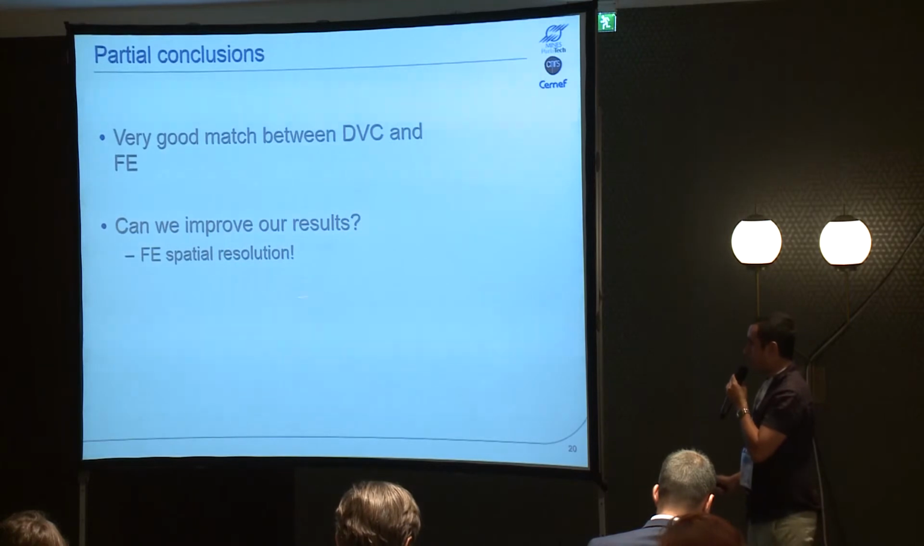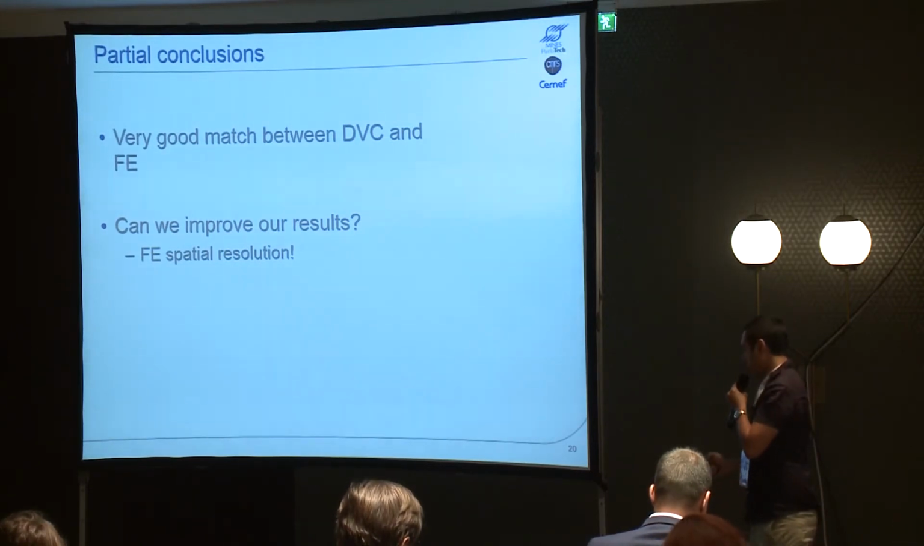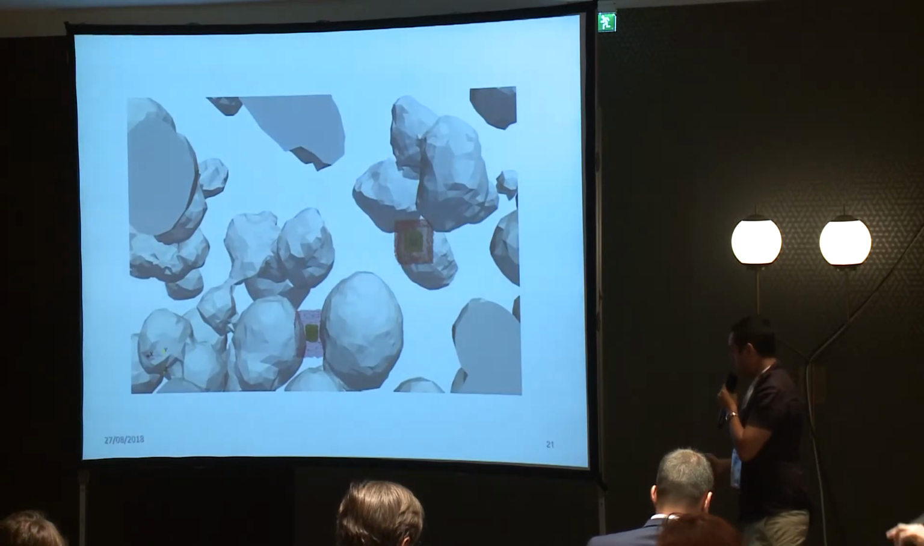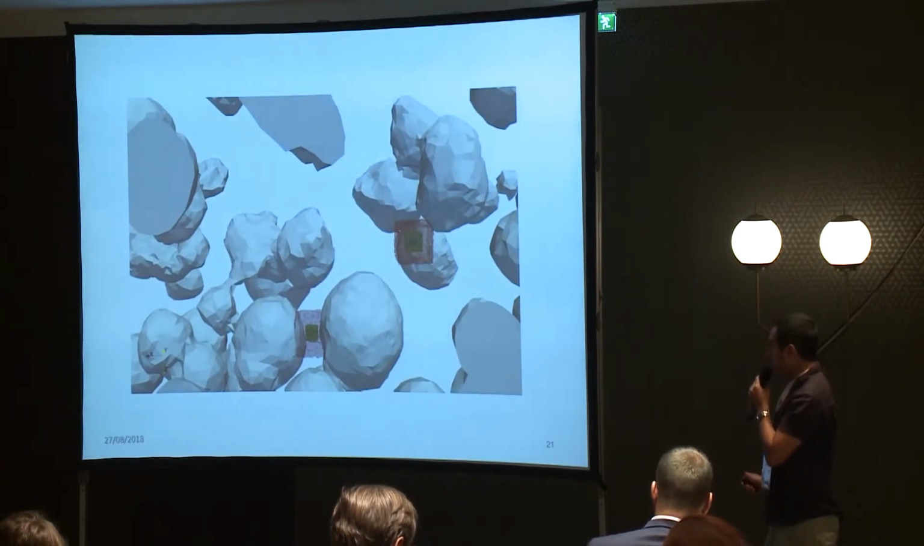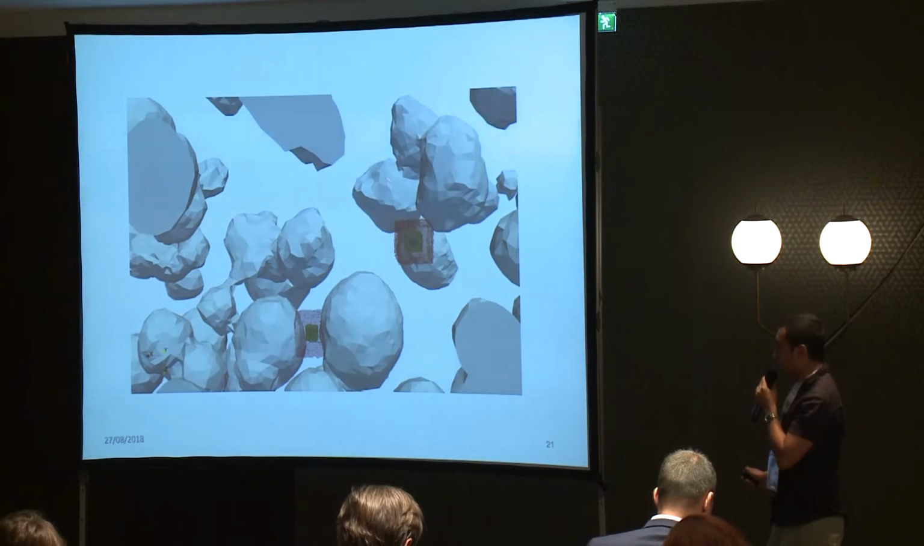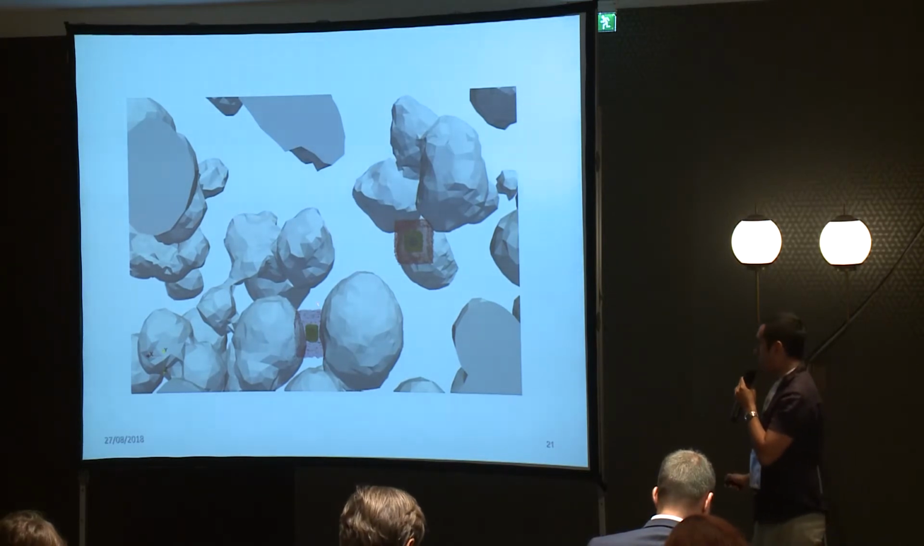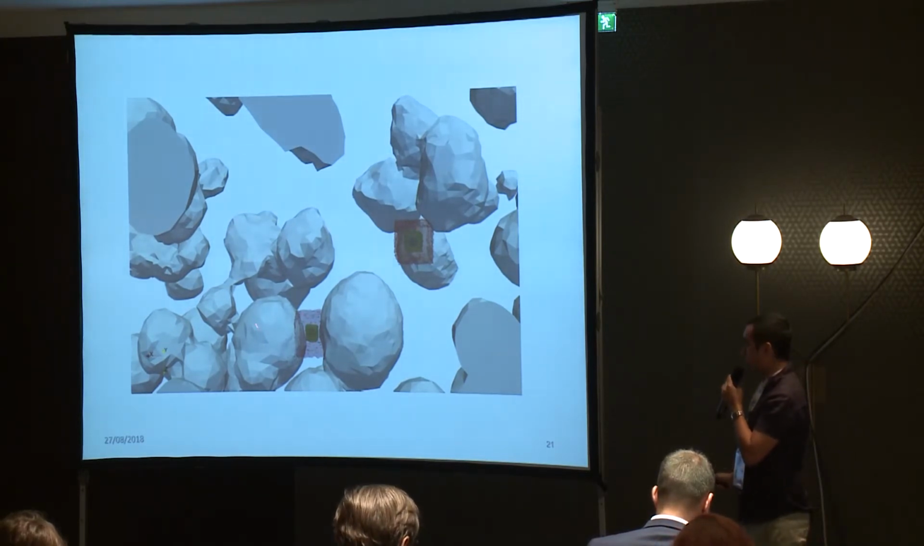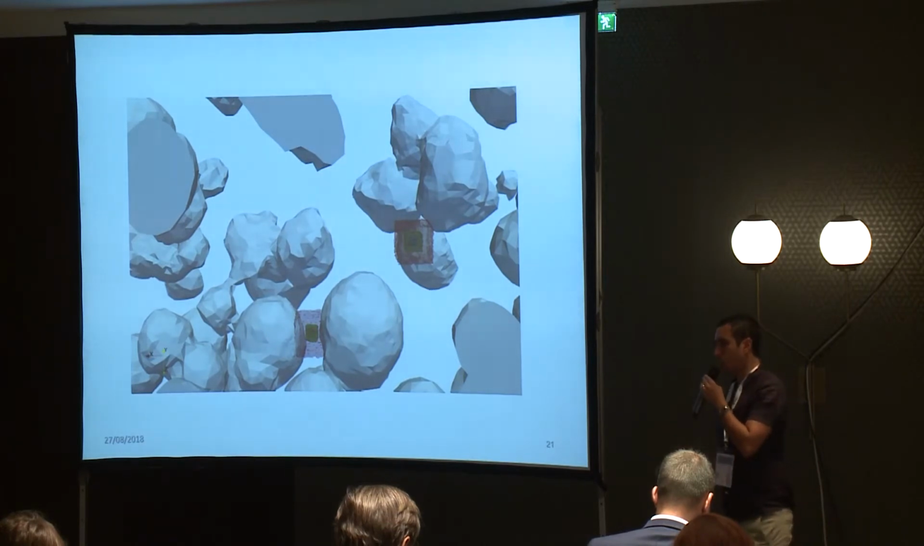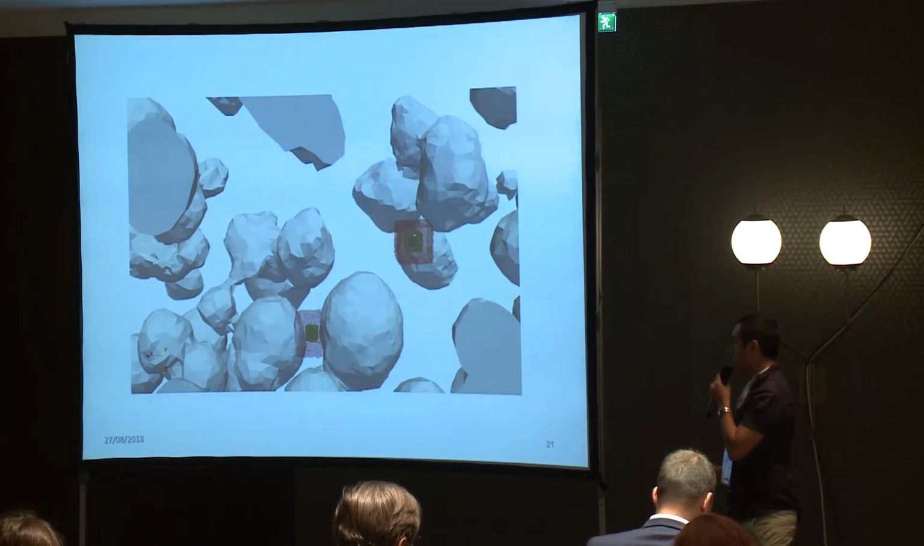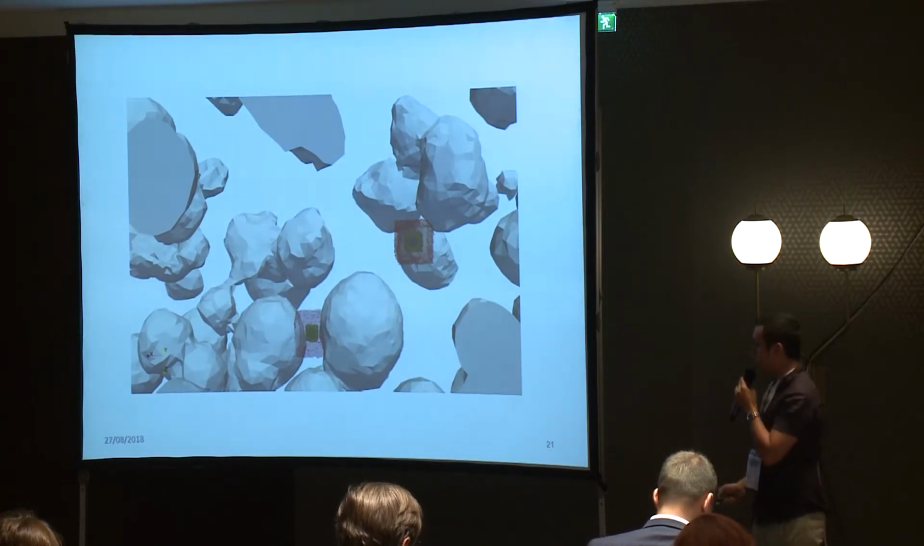So maybe we can try to take advantage of the finite element spatial resolution. And this is what we try to do here. We try to do a sensitivity analysis with respect to the size of the probe. So these red cubes here are the initial probes for which we already saw the results. And then we have smaller probes in the middle, inside of them, a green one and a blue one, and we will see what we obtain.